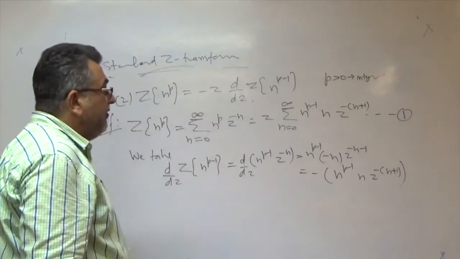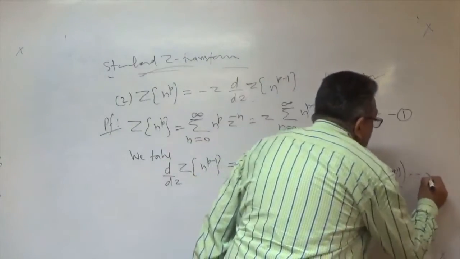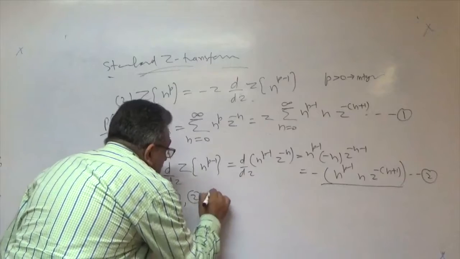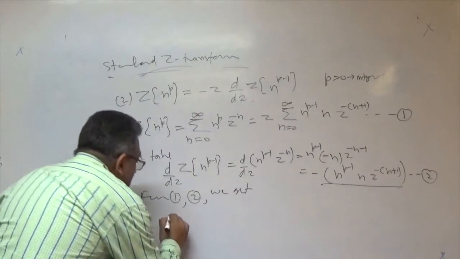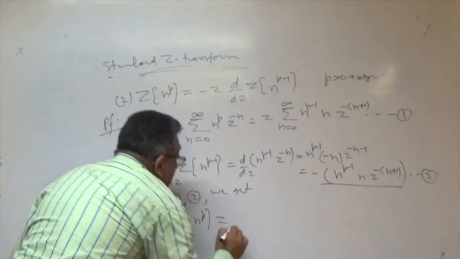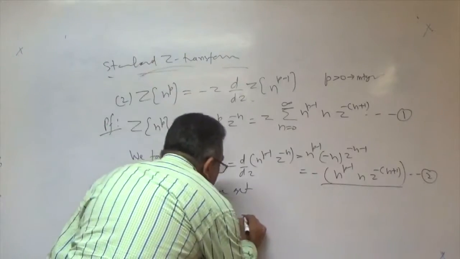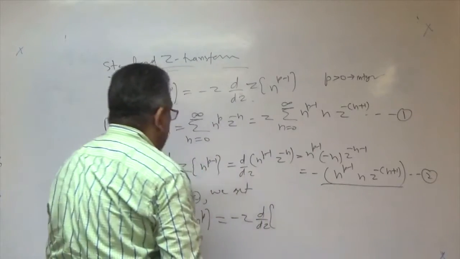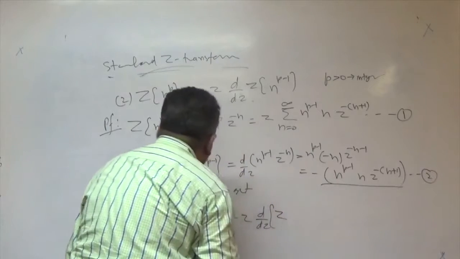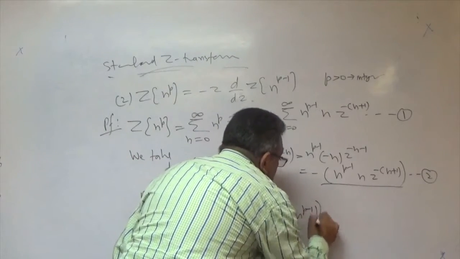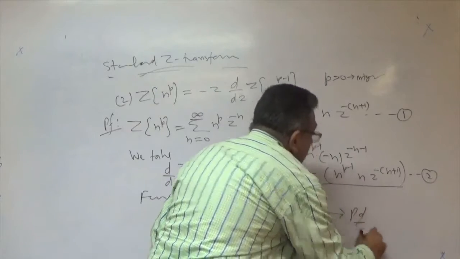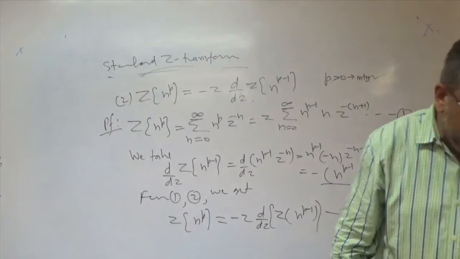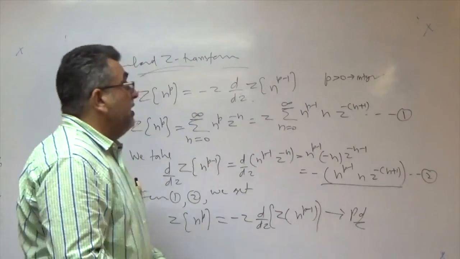Right? We take this as equation 2, then from 1 and 2, finally we get the z transform of n to power p. Substitute the value of this. This is minus z times d by dz of the z transform of n to power p minus 1. Right? And this is your required right hand side. So this standard result is again proved, and you can use this directly in the numerical questions.